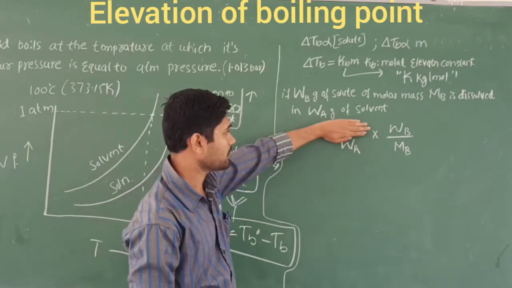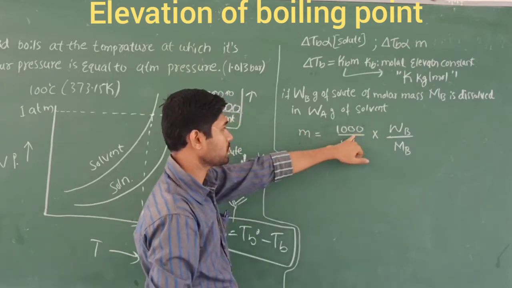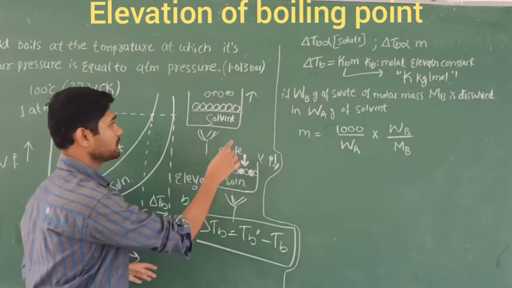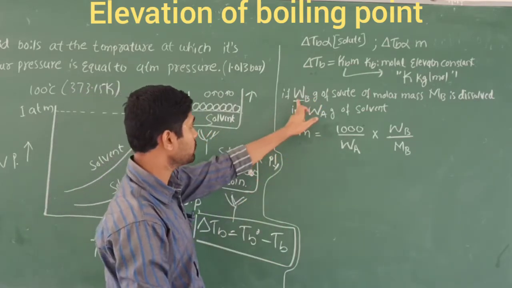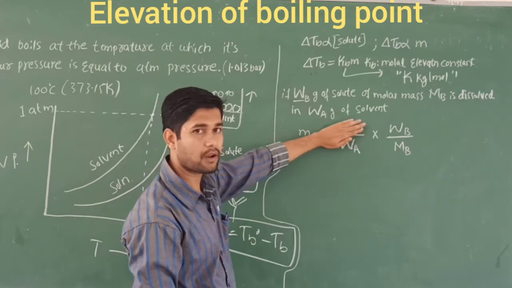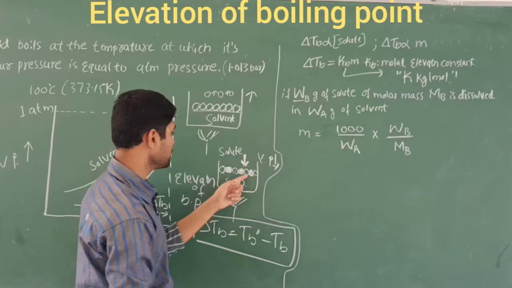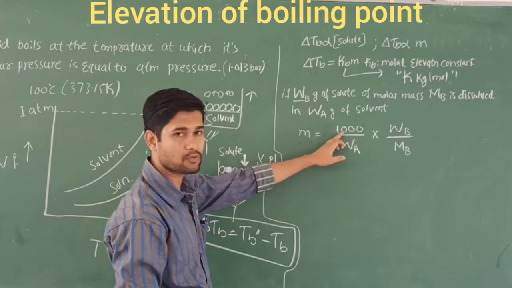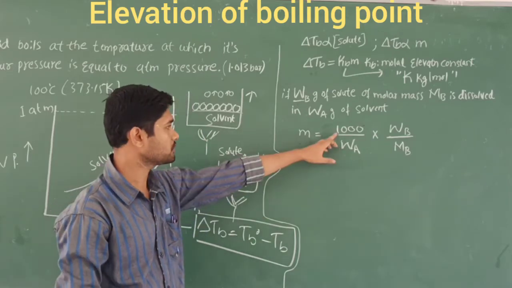If I do not write it like this, that is in kg of the solvent. If I write 1000, it is in terms of gram of the solvent. That is called the WB. Now I am going to take the word WB gram. If I take WB kg, then 1000 will not come. If WB gram of the solute of molar mass Mb is dissolved in the solvent WA gram, I am going to take the 1000, because you know that 1 kg is nothing but 1000 gram. That's why I am going to take 1000.